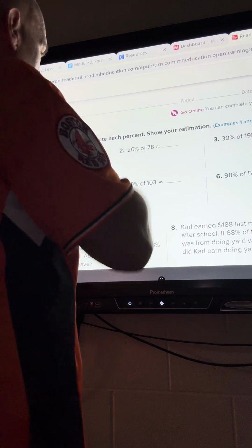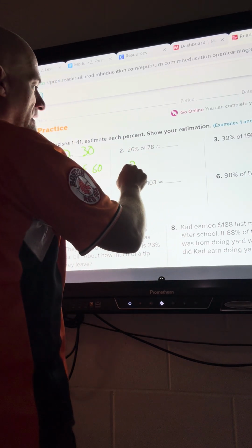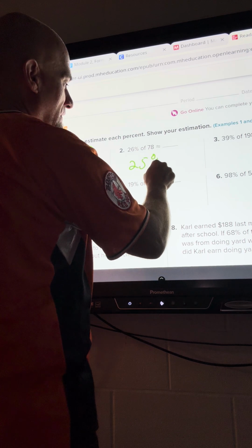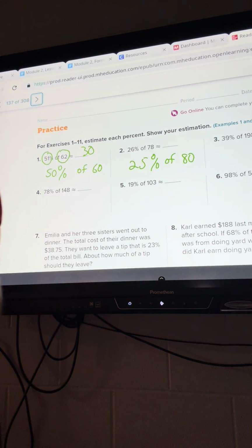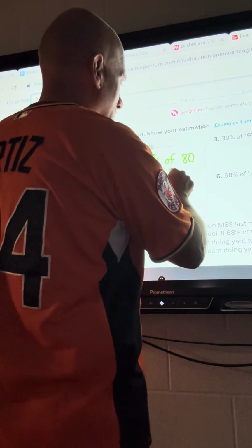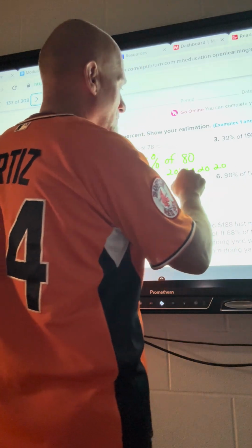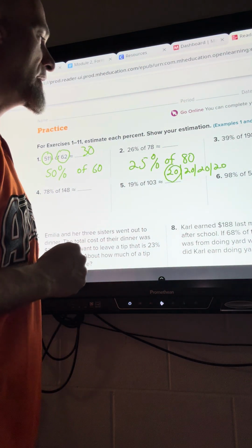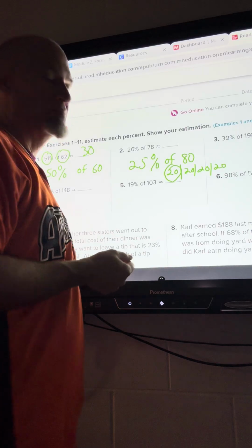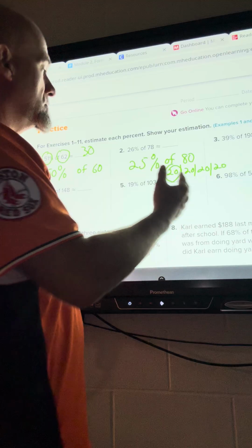So for number two, the one you actually had to do, 26% of 78. Well, I'm thinking 25% of 80 is where you're going to want to be. And that's 1/4 of 80. So if you think of 80 in terms of fourths, you cut 80 into 4 pieces. Each one of those 4 pieces would be 20, and 25% of that, or 1/4 of that, would be 20. So 26% of 78 would be about 20.